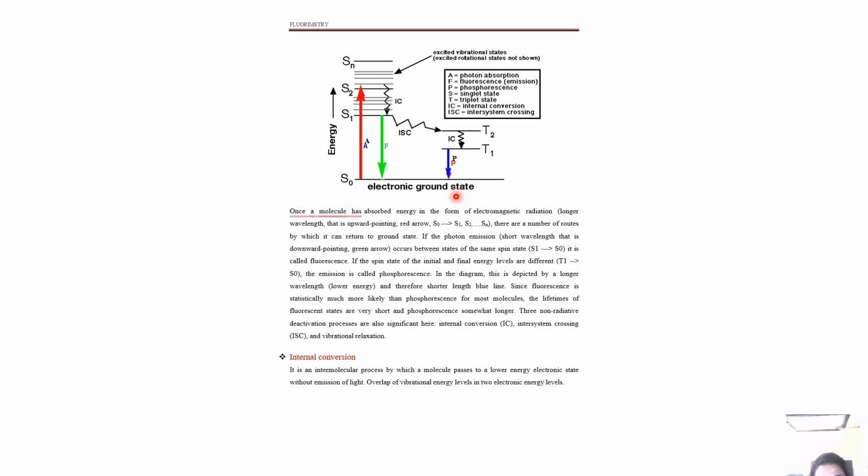Since fluorescence is statistically much more likely than phosphorescence for most molecules, the lifetimes of fluorescent states are very short and phosphorescence somewhat longer. Three non-radiative deactivation processes are also significant here: internal conversion or IC, intersystem crossing or ISC, and vibrational relaxation. Internal conversion is an intramolecular process by which a molecule passes to a lower energy electronic state without emission of light, through overlap of vibrational energy levels into electronic energy levels.